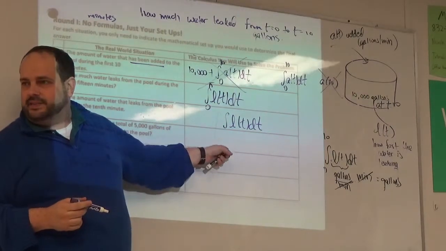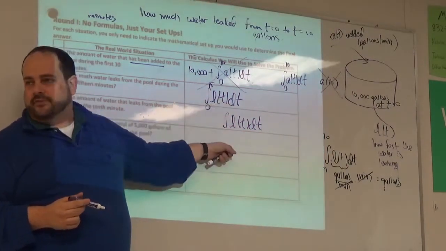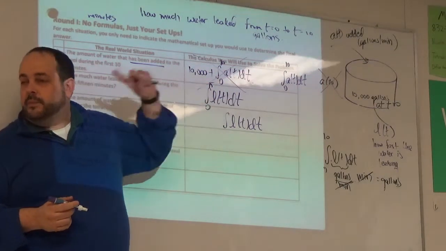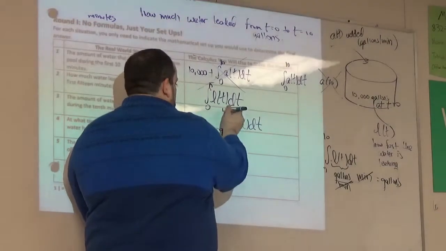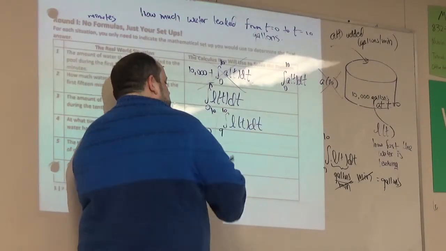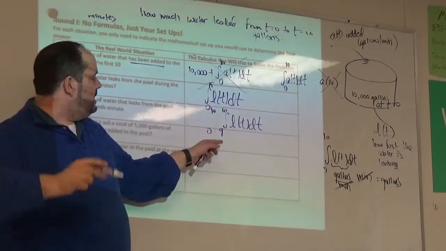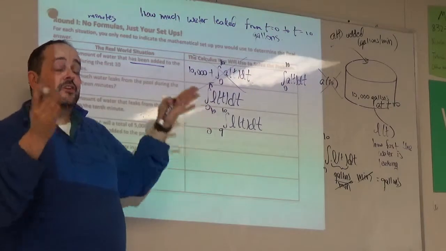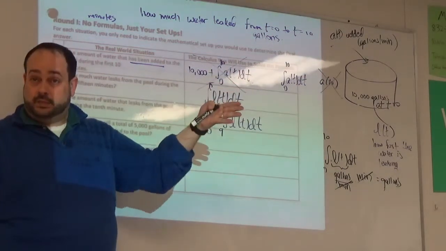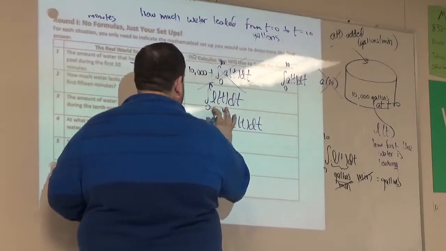I see Salma, I see Miguel, I see Janaea, I see Cassandra. Janaea, what are the limits going to have to be? 9 to 10. I think it's 9 to 10. Anybody have 0 to 10? 0 to 10 would represent how much water leaks during the first whole 10 minutes. What this question says is just during the 10th minute.